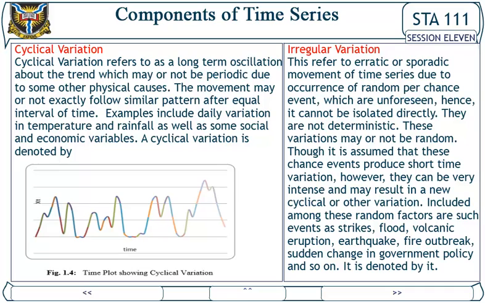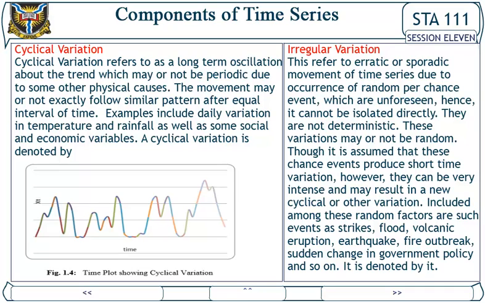Irregular variation. This refers to erratic or sporadic movement of time series due to occurrence of random or chance events which are unforeseen, hence it cannot be isolated directly. They are not deterministic. These variations may or may not be random, though it is assumed that these chance events produce short-time variation. However, they can be very intense and may result in a new cyclical or other variation.